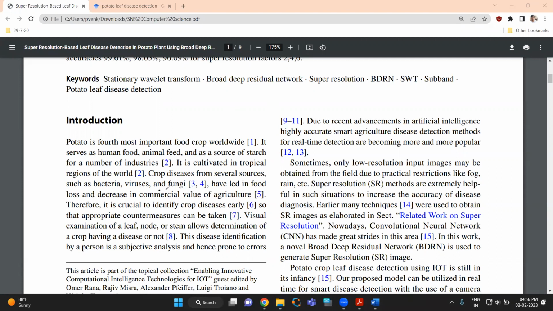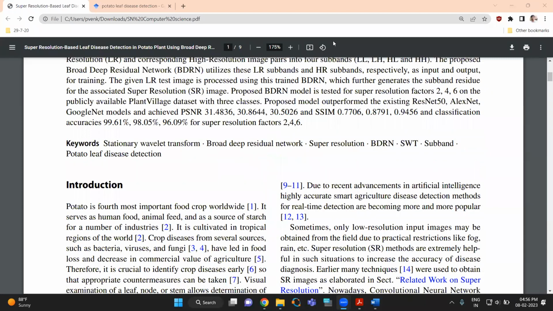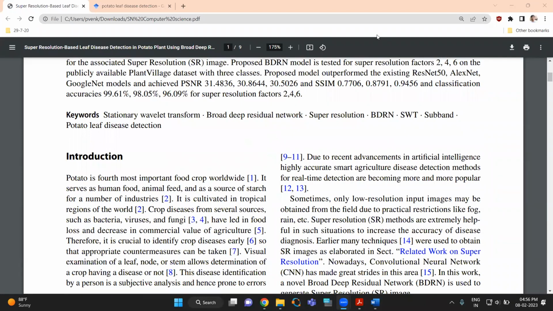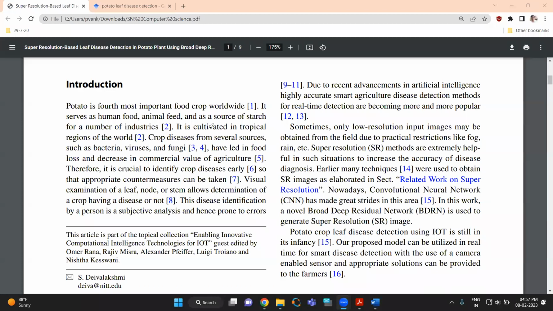After that, we have to write about how diseases are affecting, because our title is diseases, and why we are going for deep learning methods. Here you can see we have written some points related to crop diseases: bacteria, viruses, fungi. They are leading to food loss. And finally, the countermeasures we have to take. Visual examination is difficult, but you should not write as such from this paper. This is only for explanation, because plagiarism will come.